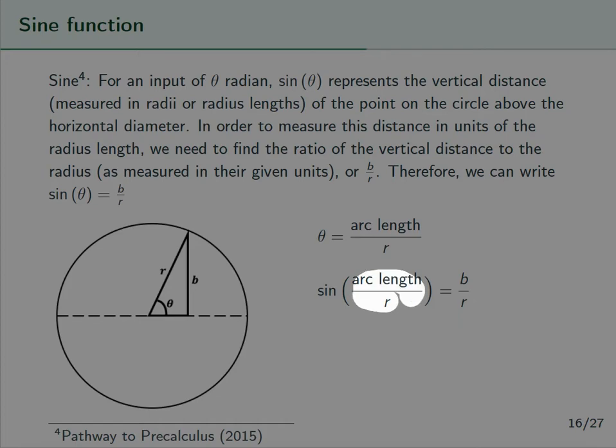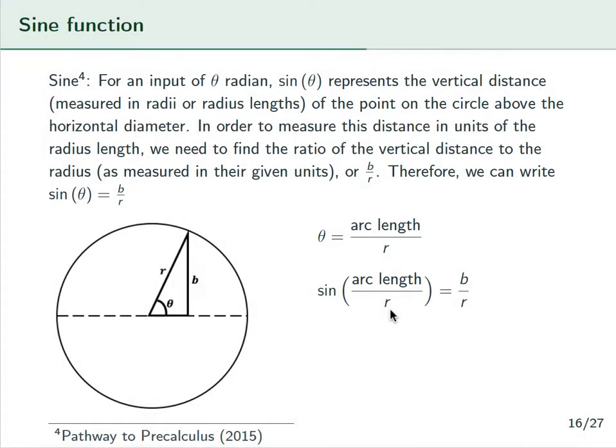This is sine, this is theta. Angle in radians is arc length divided by radius length. So what sine does as a function is it inputs an angle measured in radians and it outputs b over r. But b over r, one way to look at it, is this distance measured in radius length. We'll look at more examples in another video in a few minutes. So this is the idea of the sine function.